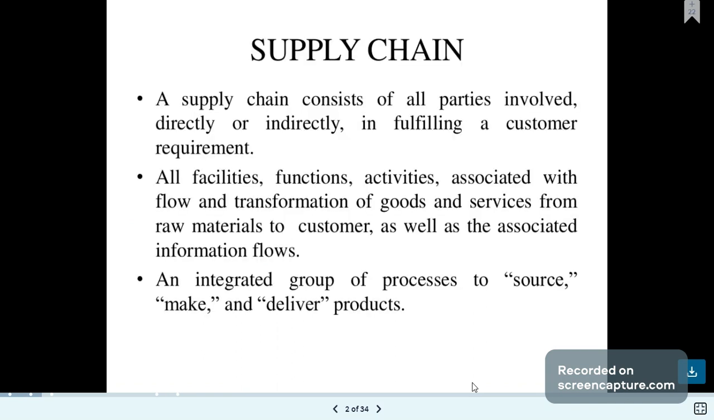Supply chain is a chain which consists of all the parties involved, directly or indirectly, in fulfilling a customer requirement. All facilities, functions, and activities associated with the flow and transformation of goods and services from raw materials to the customer, as well as the associated information flows. An integrated group of processes to source, make, and deliver products.